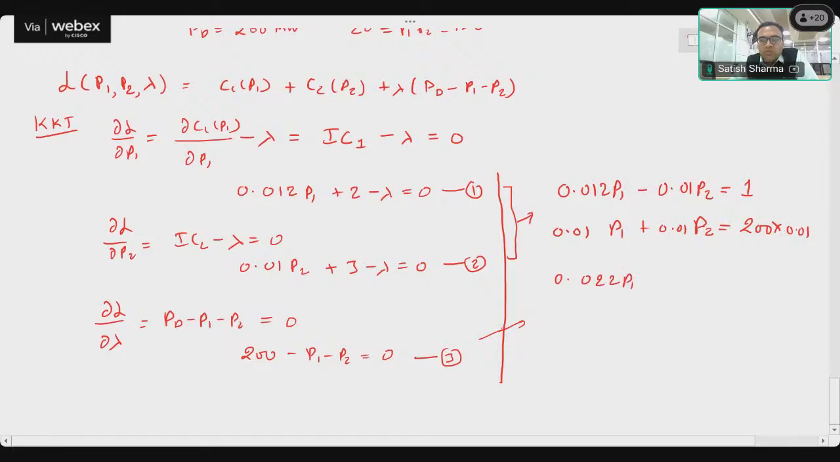0.022 P1 equals 2 plus 3, and P1 will be 3 by 0.022, and you will get a certain value for this one. I think you can suggest me the values, and whatever this value is, we can easily get P2 as well. So what will be this value? I think 3 upon 0.022. If anybody has a calculator with them, you can solve it.